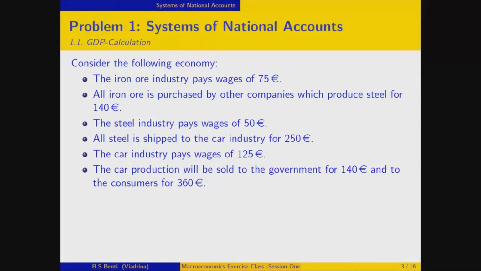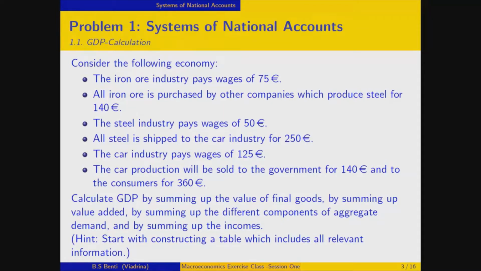The steel industry would pay a wage of 50 euros. The car industry, after buying the steel from the steel industry, would produce cars, and it would sell the cars to the government for 140 euros and to the consumers for 360 euros. In the car industry, we also have a wage structure of 125 euros.